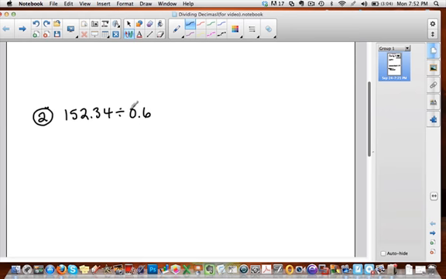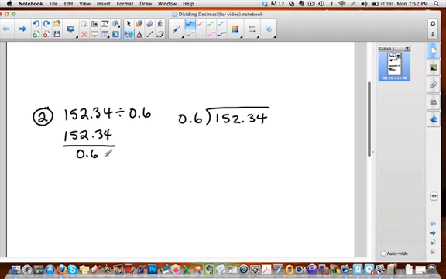this was a decimal? So 152.34 divided by 0.6. This is the same as saying how many times does 0.6 go into 152.34. Now, in order to make this an integer, you want this to be an integer.